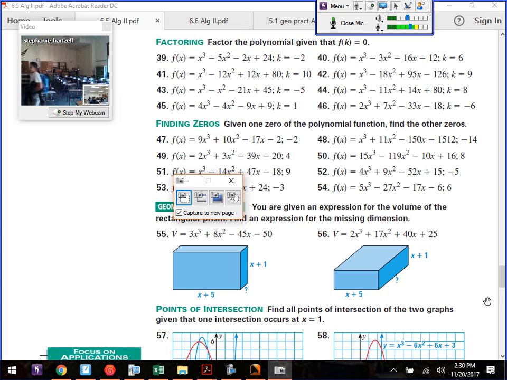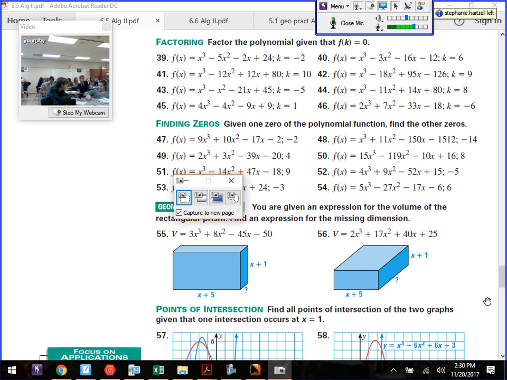The first 4 of them are factors given that give you a 0. The next one says given one 0, find all the other zeros. So basically, the first one you're just factoring. The second one you're factoring and writing down zeros. Okay. And then we'll go from there.